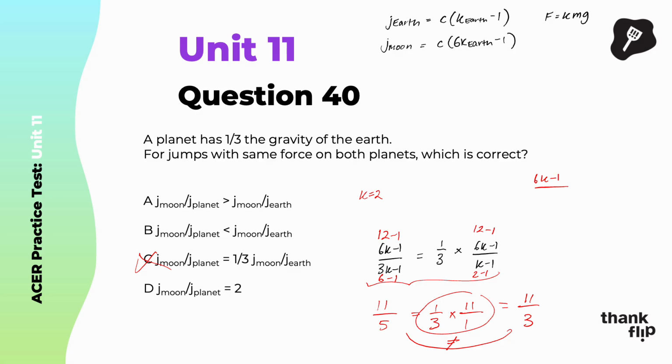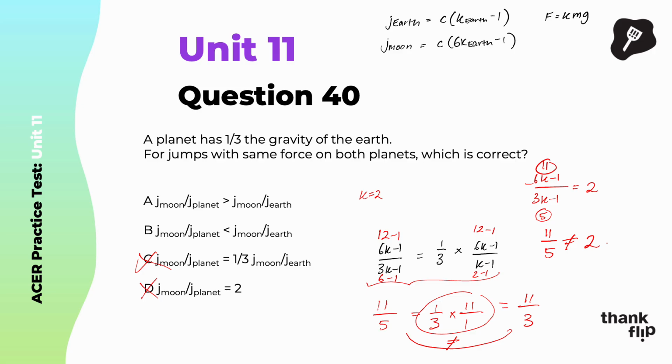Then we would go through and check the last one as well. (6k minus 1), so that's J moon, over (3k minus 1) is equal to 2. So let's plug in k equals 2 again. We have 11, like we got earlier, so 12 minus 1 is 11. And over here, we have 3 times k, which is 6, minus 1 is equal to 5. So 11 over 5 does not equal 2. So that disproves D as well.